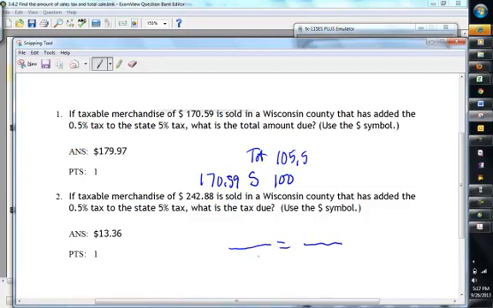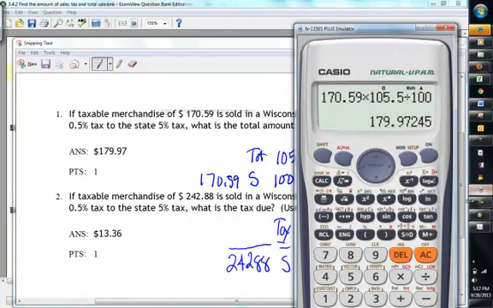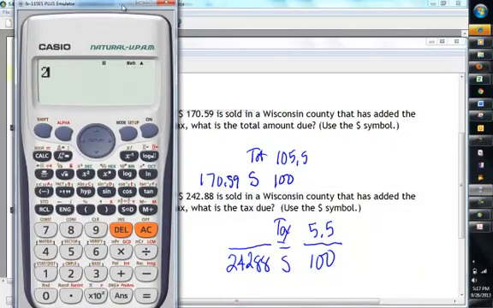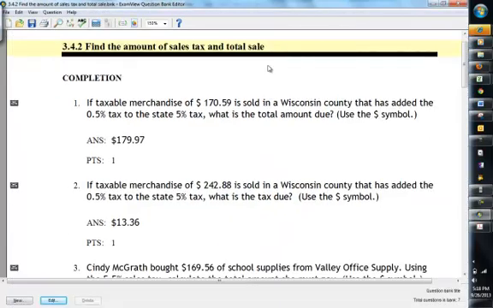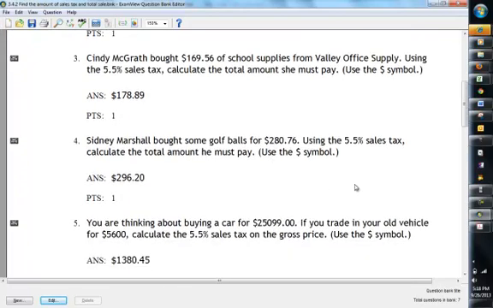Now we have $242.88 is the 100%, because that's how much the sale was. We just want to know what the tax is, which is 5.5%. So cross multiply and divide this time. I'm going to move it so that you can see it better. 242.88 times 5.5 divided by 100, and we get $13.36. Next one.